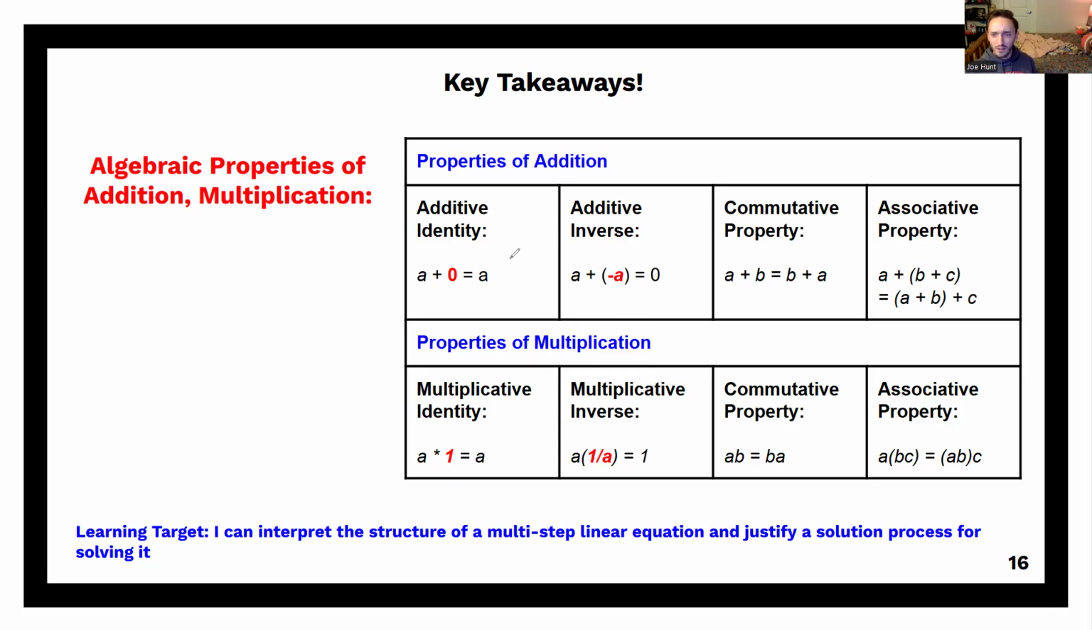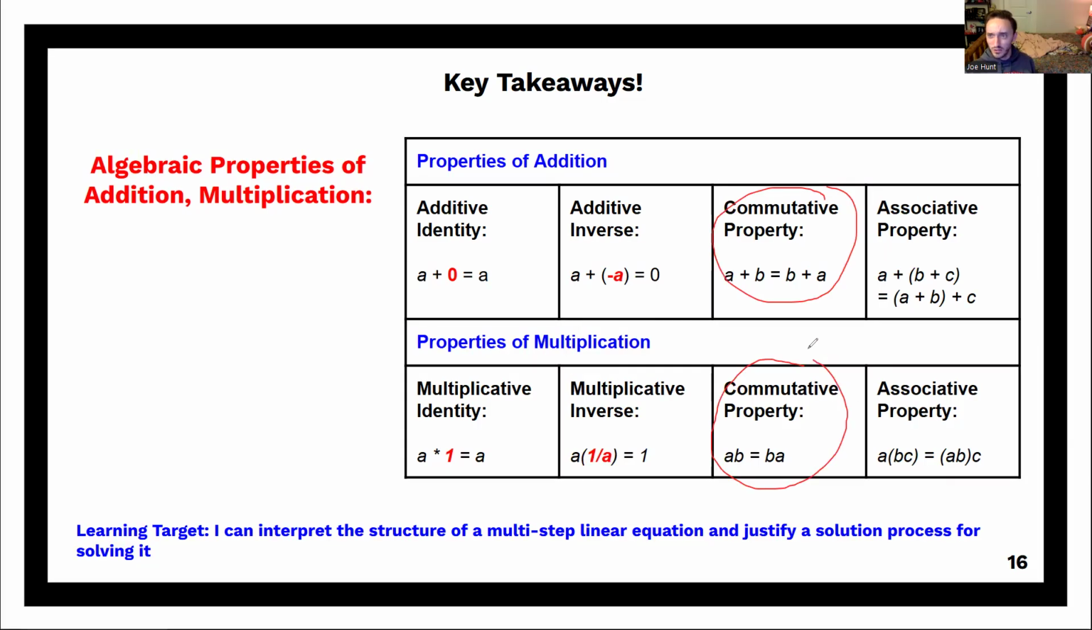The other two properties that you'll see here on the right are more like facts. If you think about this one called the commutative property, what this says is that if you do one operation on two terms, it doesn't matter the order you do it. 3 plus 5 is the same thing as 5 plus 3. And same thing for multiplication. 3 times 5, same thing as 5 times 3. Doesn't matter.